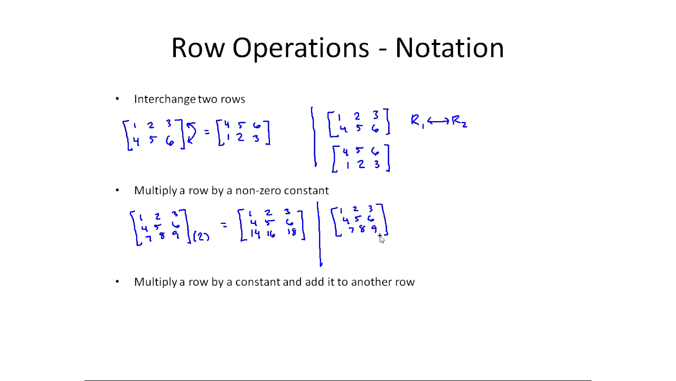And again, remember what I want to do. I want to multiply row 3 by 2. So what I would say is I want to take 2 times row 3, and I want to put it where row 3 is right now. So I want to replace row 3 with 2 times row 3.